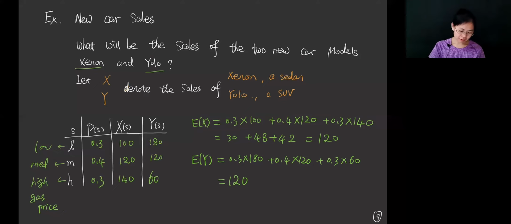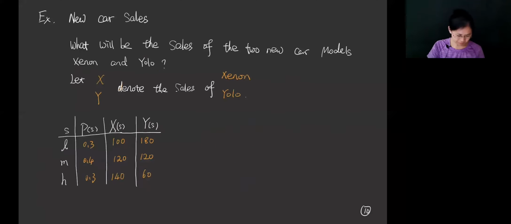However, just by looking at this distribution, their dispersion does not seem to be the same. Y has more dispersion and X has less dispersion because 100 and 140 are less different from 120 than 180 and 60. Now let's do the exact calculation to see how different their variances are. Now recall that the expectation of X and Y are the same.